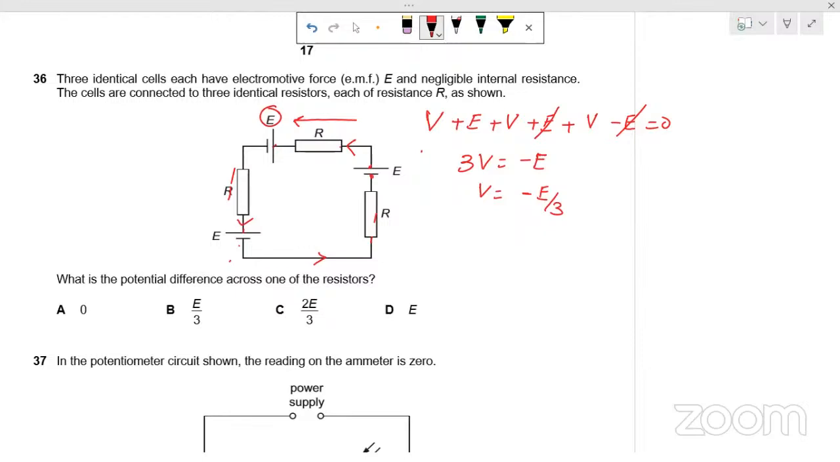What does this negative sign show? We have assumed a direction of the current, so the actual direction of current is the opposite of the direction we assumed. So E by 3 is the answer.